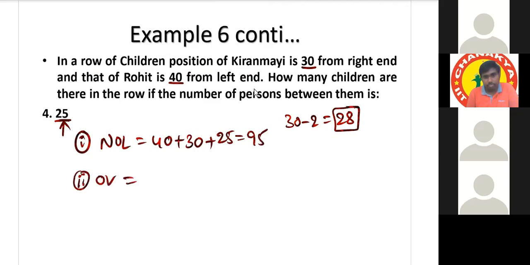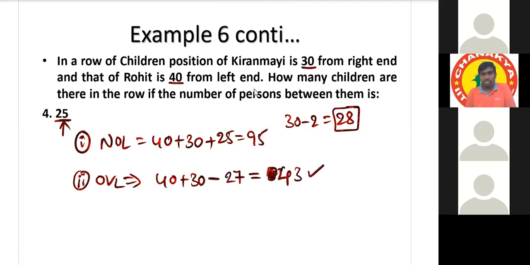In the overlap case, left position is 40, right position is 30, and we need to subtract. How much? 25 plus 2 is 27. So 70 minus 27 is 43. That is the other possible answer. So here the answer is either 95 or 43. Any one is possible.